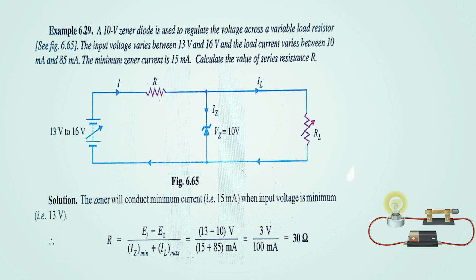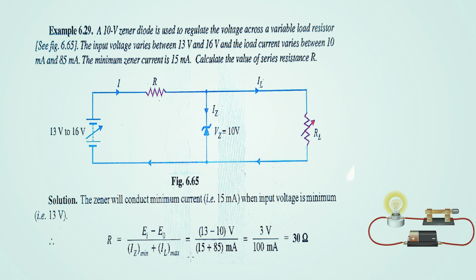So, in the circuit the value of Vz is shown to be 10 volt, and the minimum Zener current is given as 15 milliampere. So, we have to find the value of R, that is the series resistance connected in the circuit. In this type of question we have to apply a certain concept. Here the condition applied will be that the Zener will conduct minimum current, that is 15 milliampere, when the input voltage is minimum, that is 13 volt.